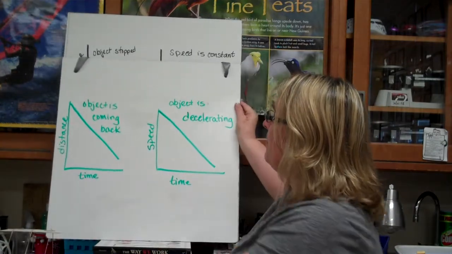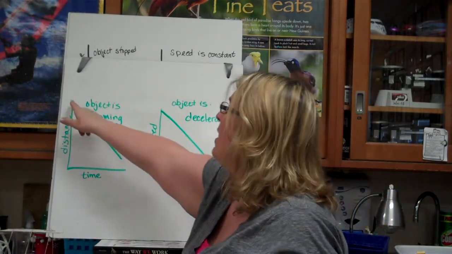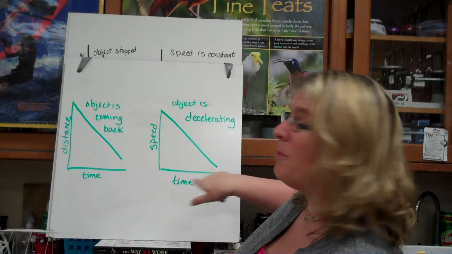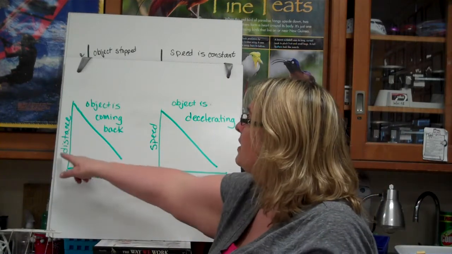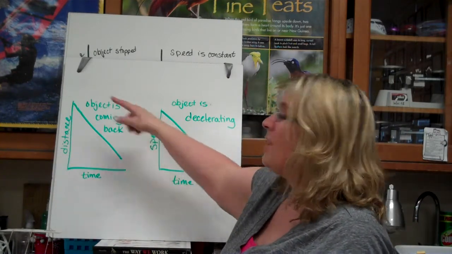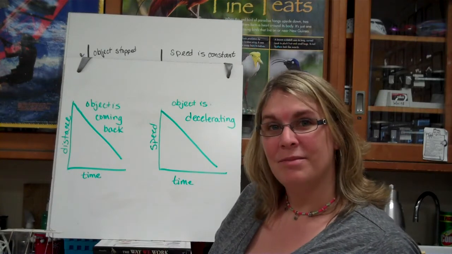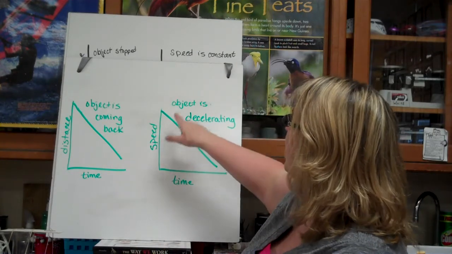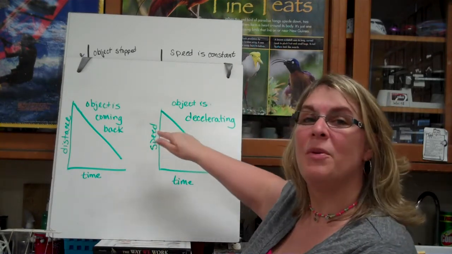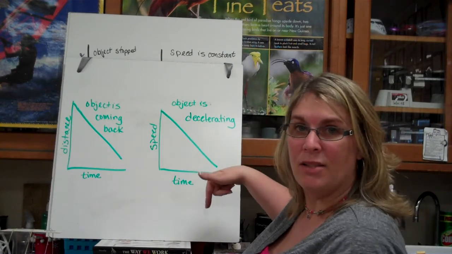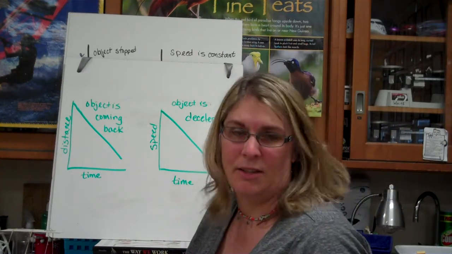Got that? Now, when we look at this scenario and we have a line that's sloping in this direction, on the distance time graph, it says that the object is actually coming back to where it started. And here it's telling you that the object is slowing down. It's decelerating at a constant rate. Got that? That's a little different.